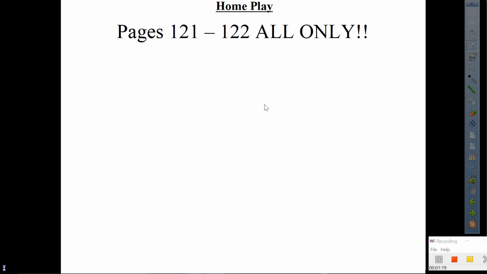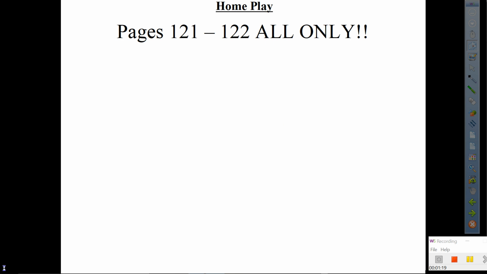All right. Also, once again, our home play for tonight is page 121, 122. You can find that with a Nearpod code or in Canvas. However, what concept are we on right now? Quadratic equations, yes. So make sure you go to the module of quadratic equations, and you'll find it in there. Okay?